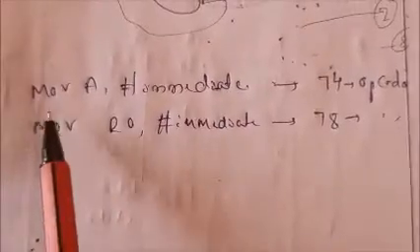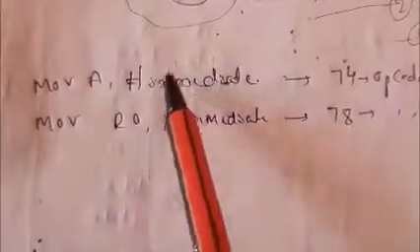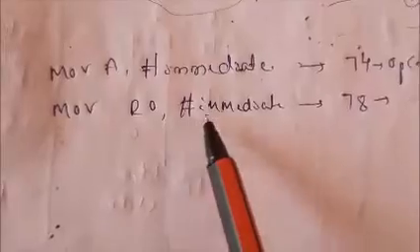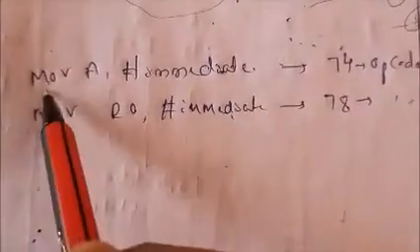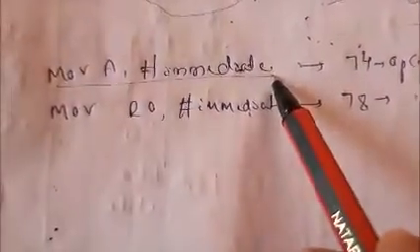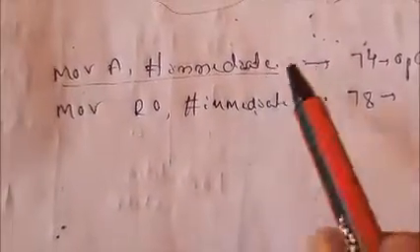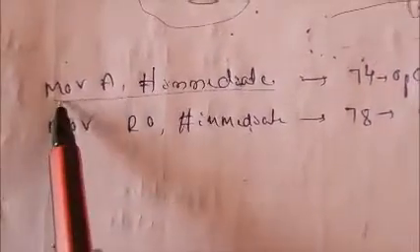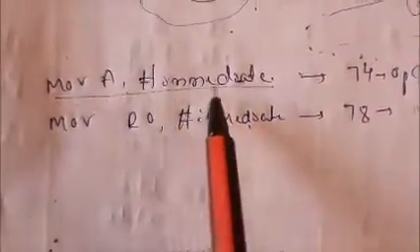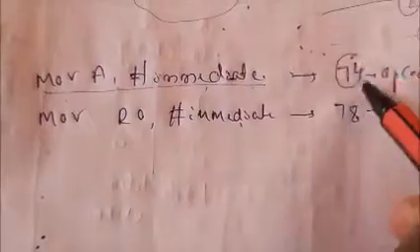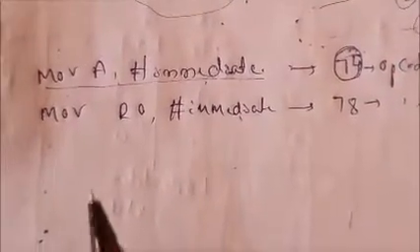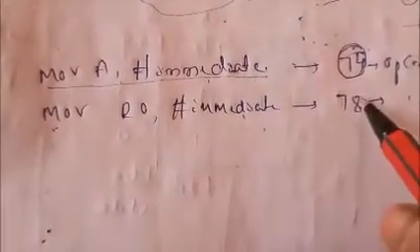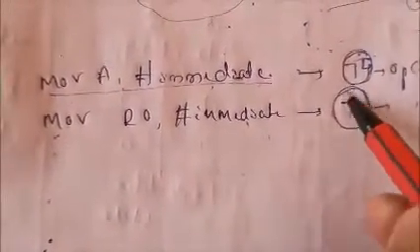You need to understand what is meant by the operating code. For example, if I write one instruction, MOV A, #immediate value, and a second one, MOV R0, #immediate value, your microcontroller will generate a number, an operating code. If you write MOV A, #immediate, it will generate the number 74. Similarly, if you write MOV R0, #immediate, it will generate the code 78.